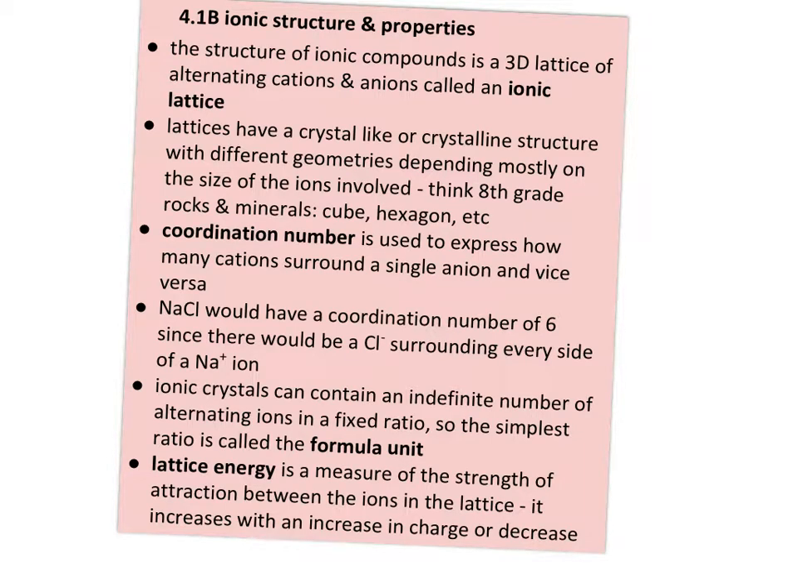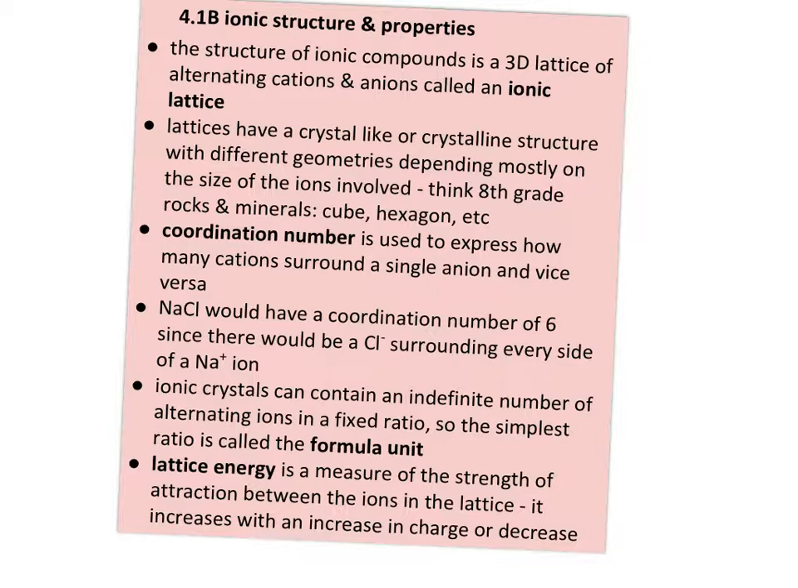Welcome. This video is going to look at the second part of 4.1, looking more specifically at ionic structure and the properties that results in for ionic compounds. So the structure of an ionic compound is very three-dimensional. It's this lattice, so think of it as a three-dimensional ladder of alternating cations and anions, and it's called an ionic lattice or a crystal lattice.